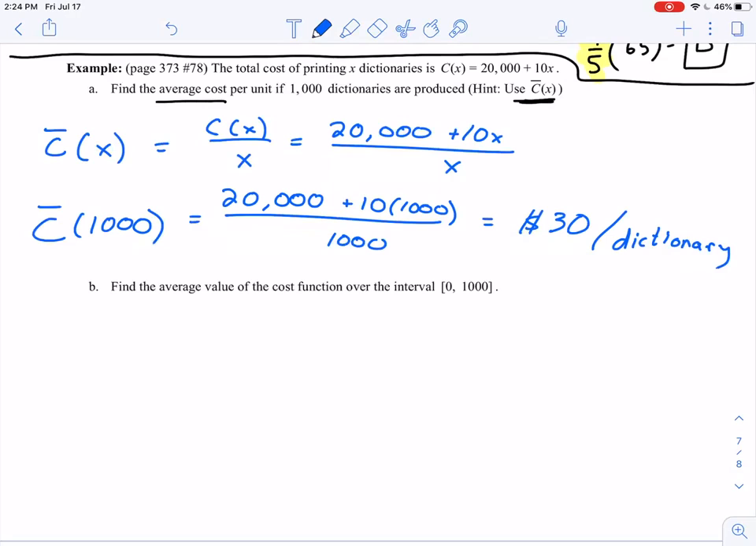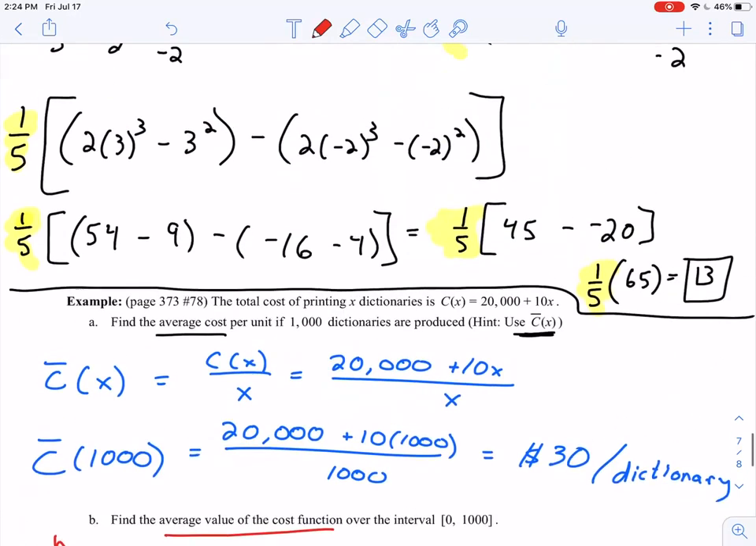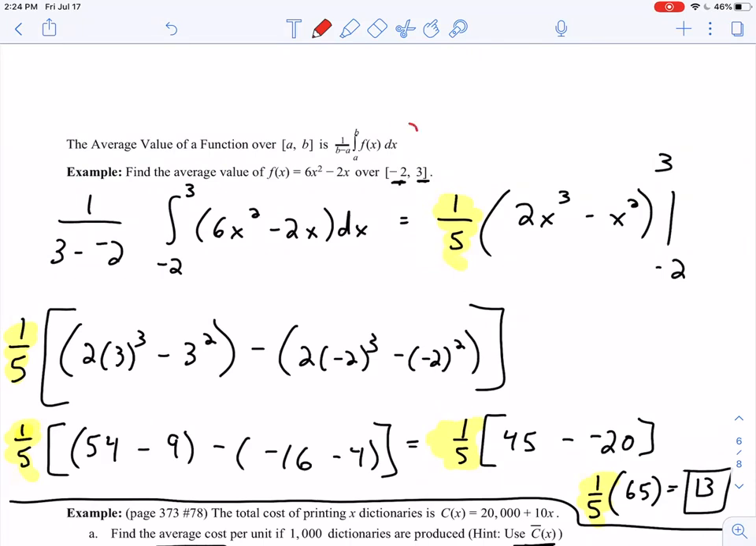So there is my average cost, and I want to contrast that with the average value of the cost function over the interval 0 to 1,000. So here we're talking about the average value. We want to use 1 over b minus a times the definite integral from a to b of our cost function c of x dx. I'm just using the average value formula that we gave earlier.